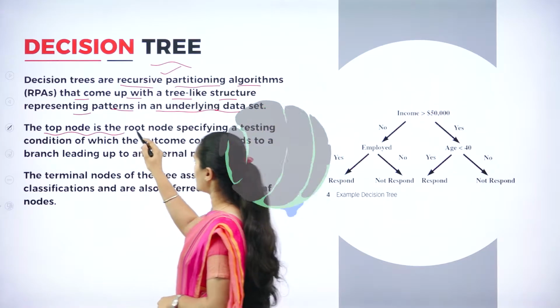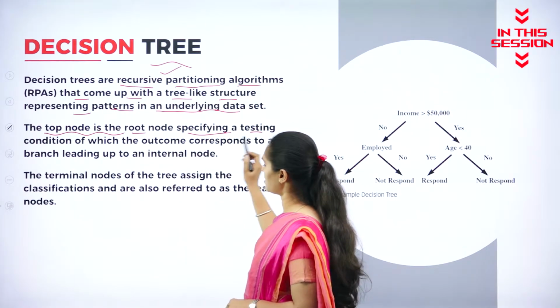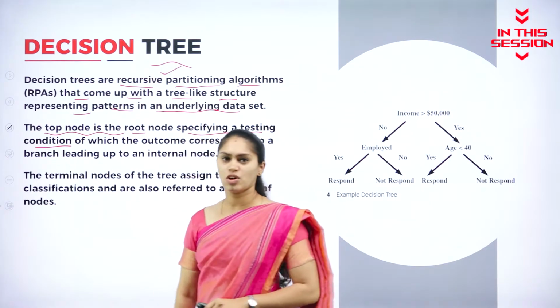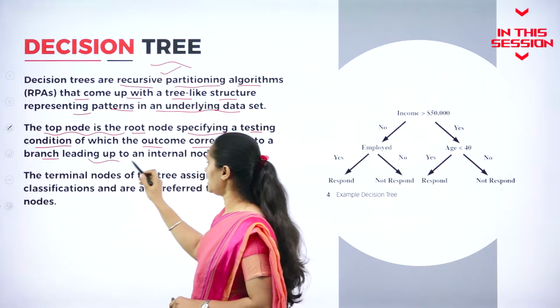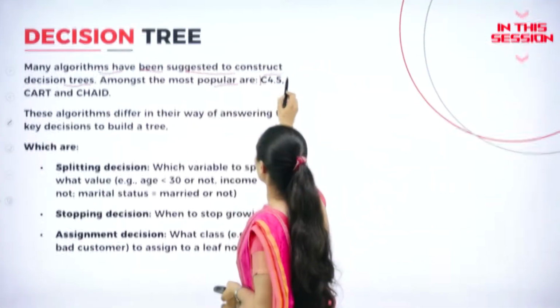The top node is the root node. It will specify a testing condition whose outcome corresponds to a branch leading up to an internal node.